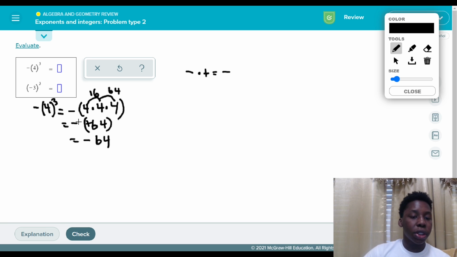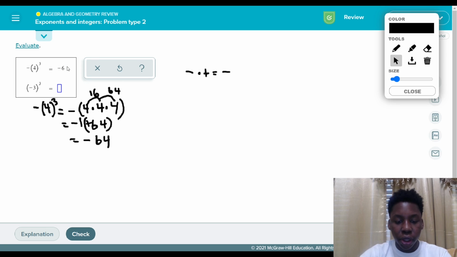Here, basically, this is the same as minus 1. Minus 1 times 64 is also minus 64. Okay, so we're done with that. For this first question, the answer is minus 64. The next question is basically the same thing we worked in the first question.